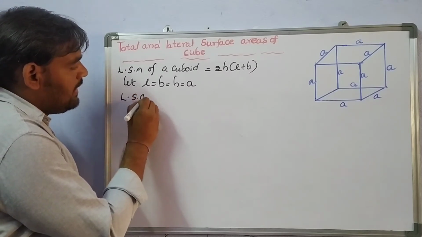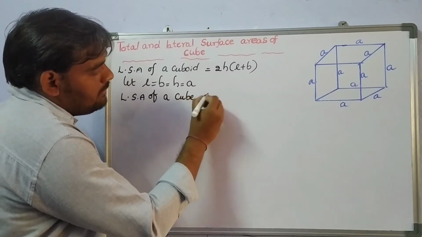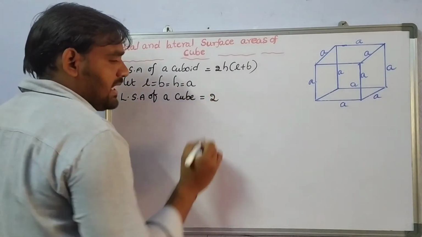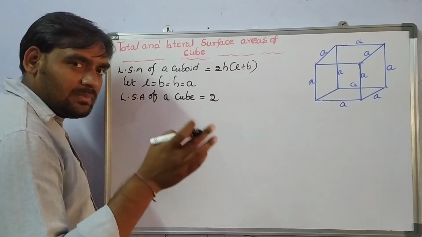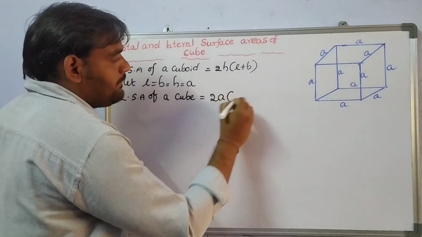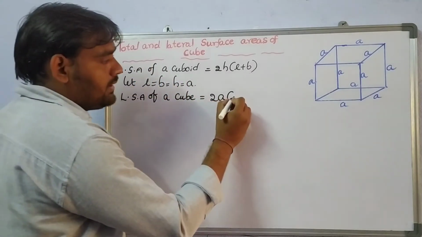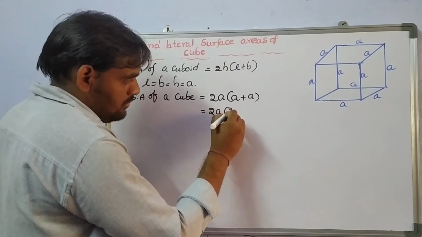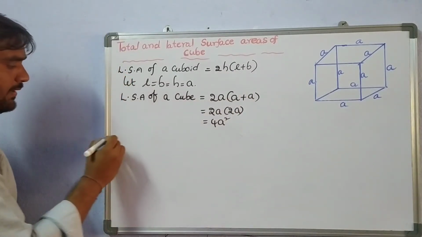Now LSA of a cube is equal to 2 into H. H means here a only, because length, breadth and height are the same, that is a cube. So 2 into a means 2a, times L plus B. Here length and breadth are a only, so a plus a. Now we will get 2a into 2a, 4a square.